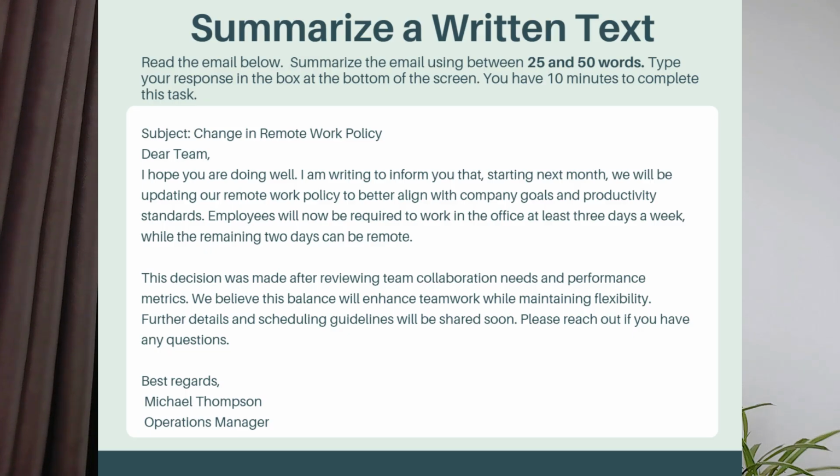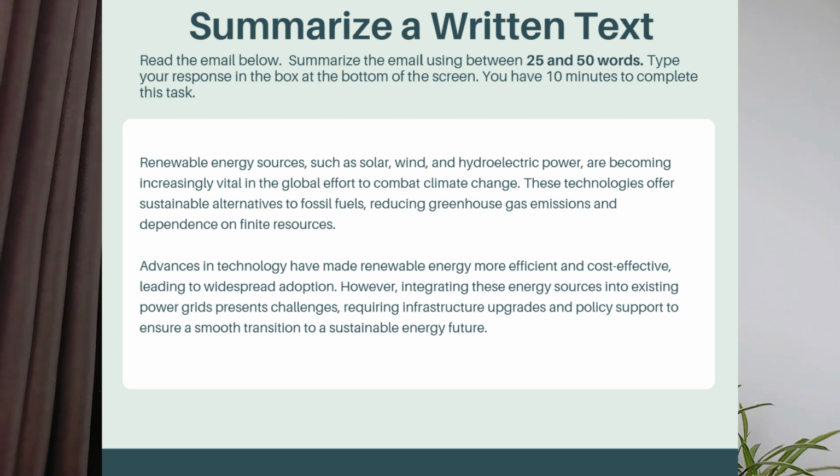Now, the actual text will look something like this. Sometimes it's going to be an email format, so you'll see the subject, to and from. And sometimes it's just a short passage. It's always going to be under 300 words, so it's not that long. After you read the passage, you'll have to summarize it in 25 to 50 words. Now, I will say that 25 words probably isn't enough, so you're always going to aim for about 40 to 50 words. If you go slightly over that, it's okay, but you don't want to exceed 60 words at all.